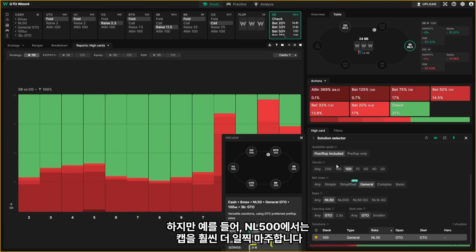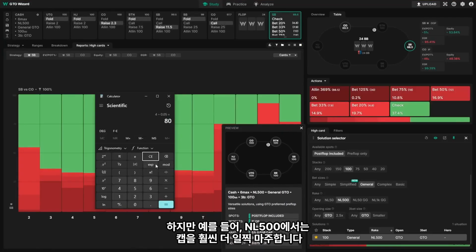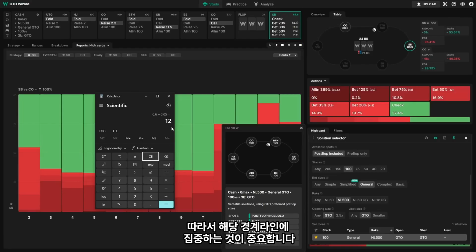But, for example, at NL 500, you'll hit the rake much sooner. So here it's 0.6, that's the cap, divided by the 5% rake. So you hit the rake cap once the pot exceeds 12 big blinds. And so it's important to pay attention to that specific threshold, because that's going to tell you a lot about how a solver wants to maneuver its preflop strategy.